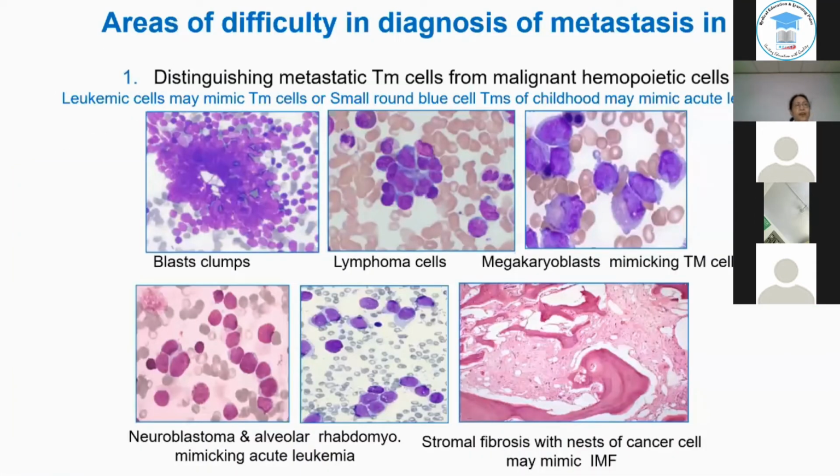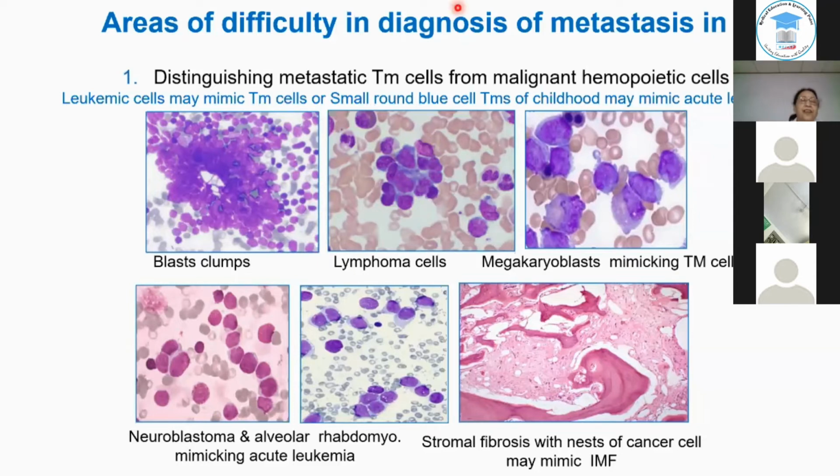So what are the areas of difficulty in diagnosis of metastasis in bone marrow? Number one, distinguishing metastatic tumor cells from malignant... of the childhood may mimic acute leukemia.